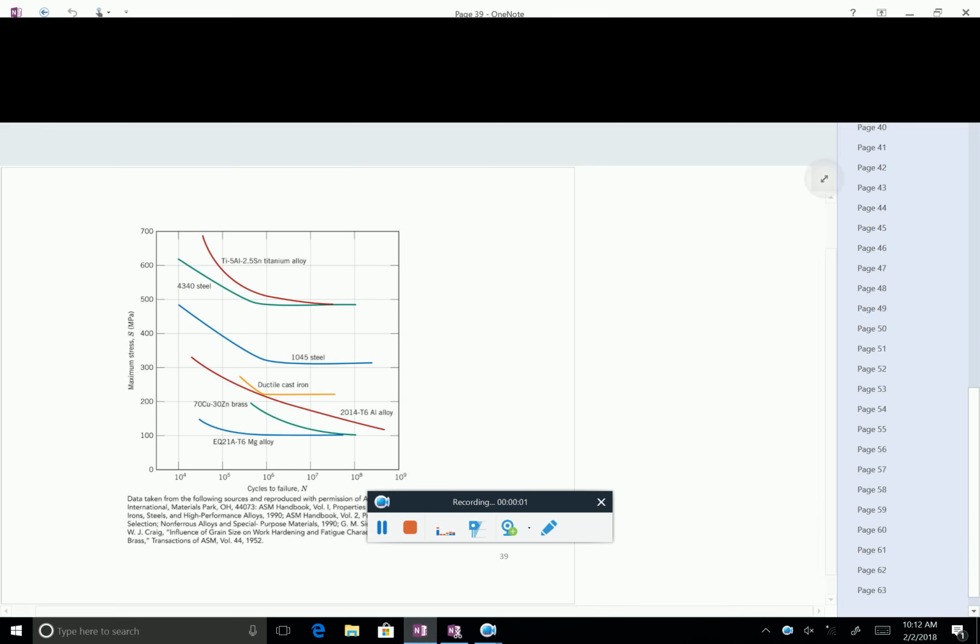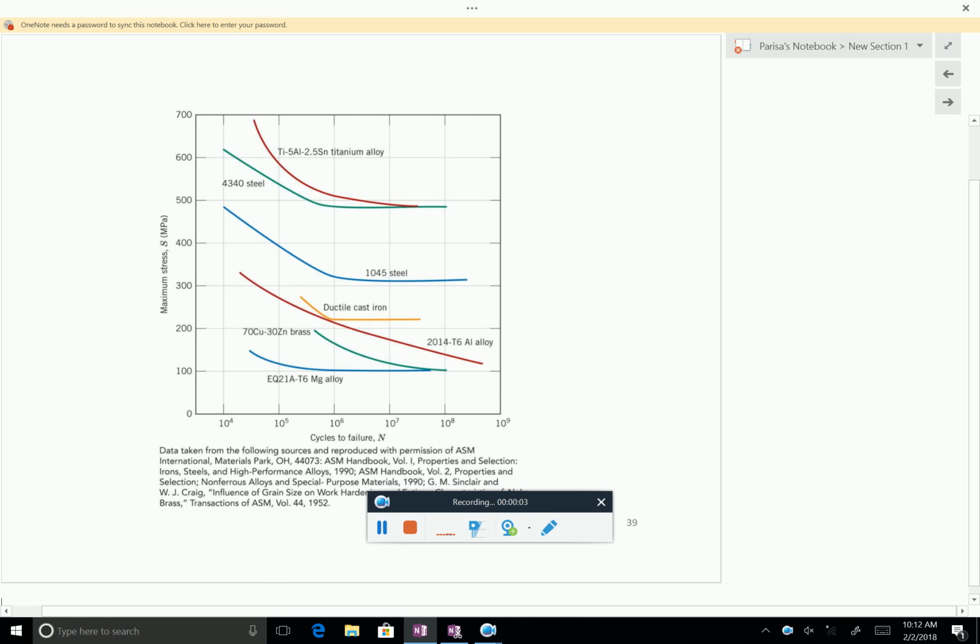What are we looking at here? These curves, what curves are they? Let's just remember where we stopped on Wednesday.